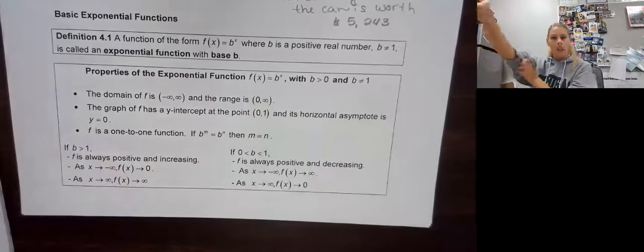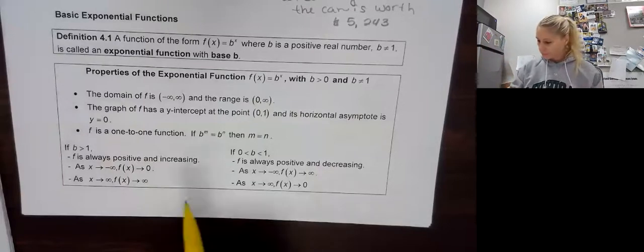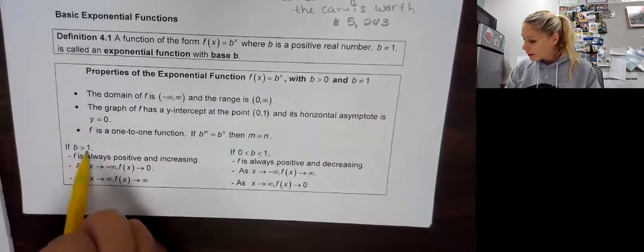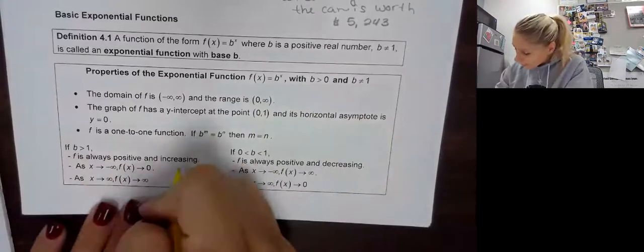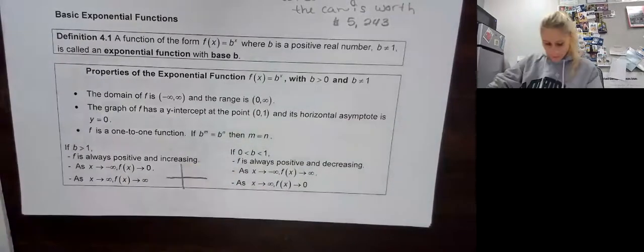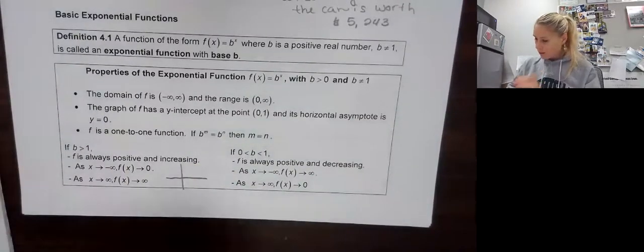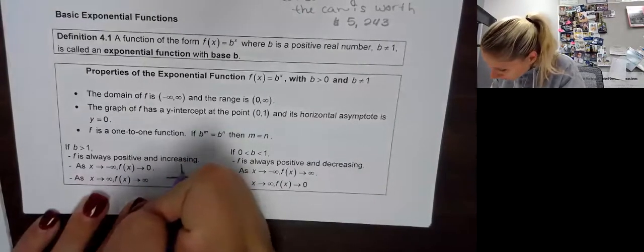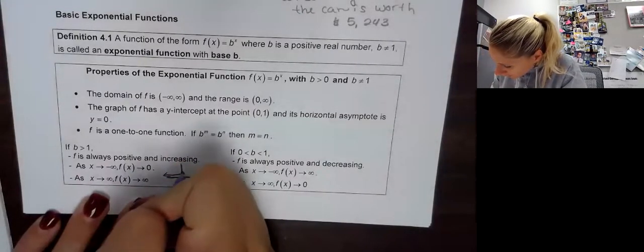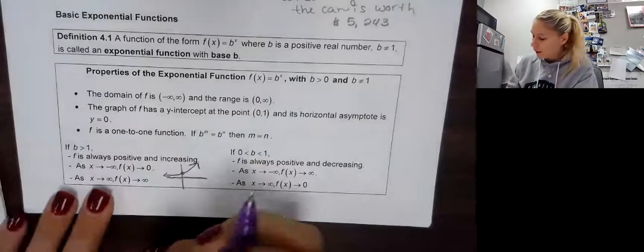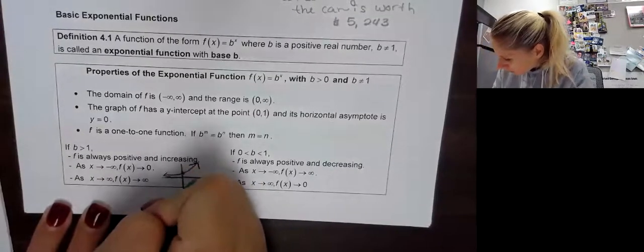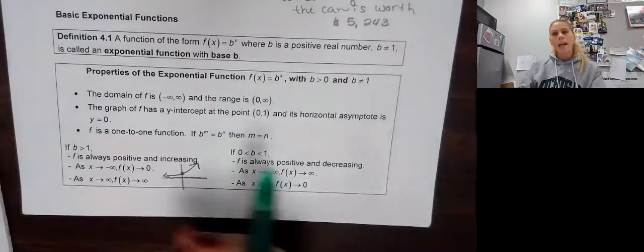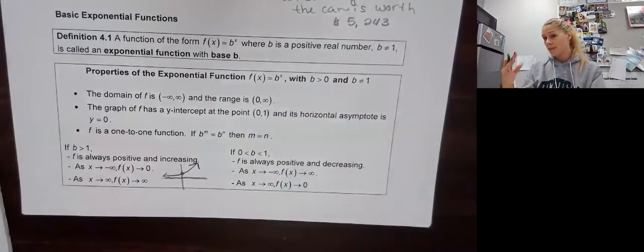Okay, so here's what happens. If b is greater than 1, then f is always positive and increasing. So what happens, guys, is on a graph, okay, now remember, it's always (0, 1), and it's always going to be increasing. Don't forget, we have that asymptote at 0. Okay, so it's going to look like that. Now, of course, it can move up and down, left and right. So this is just your basic, okay?